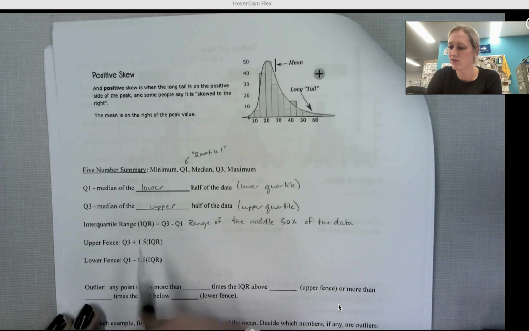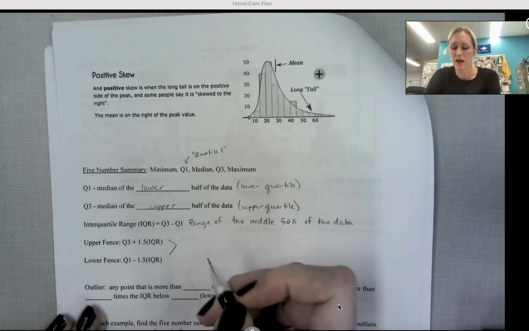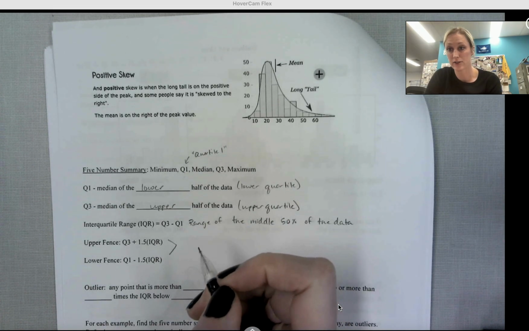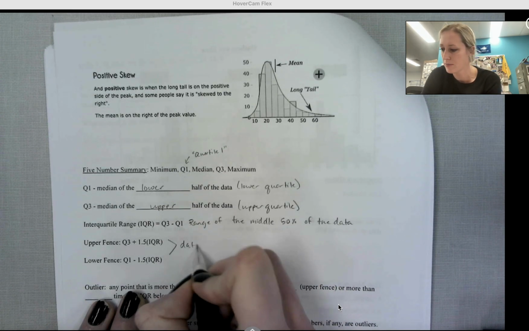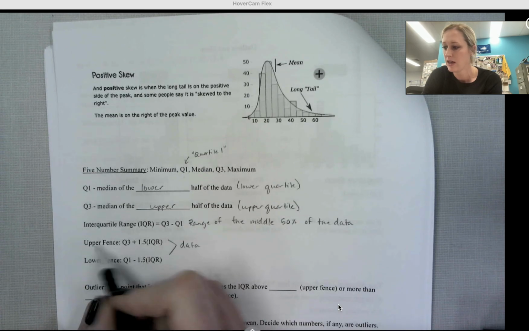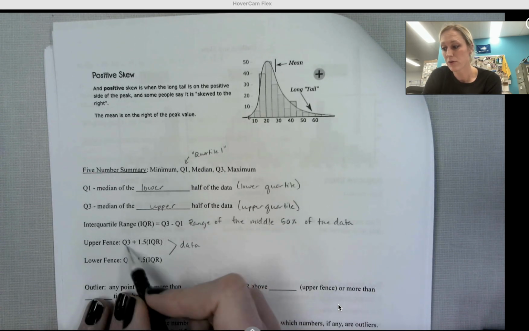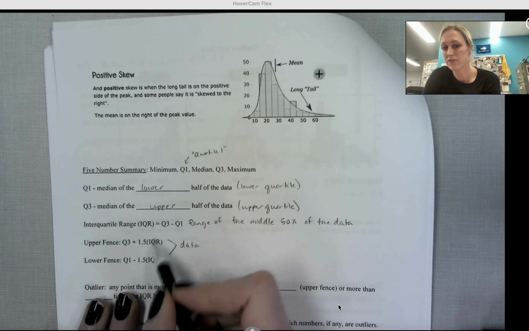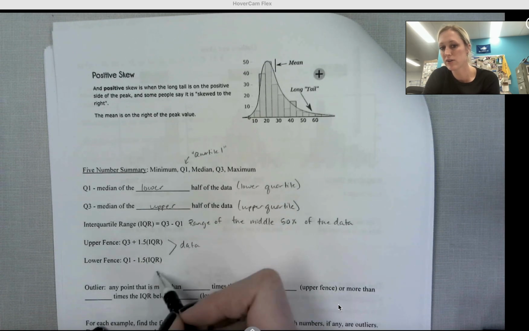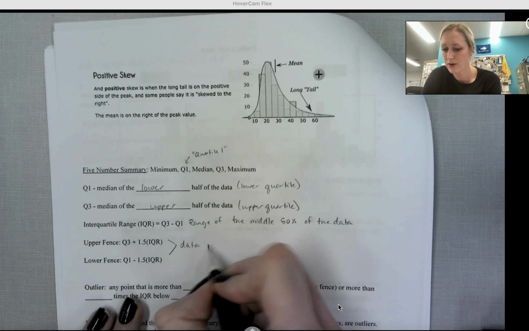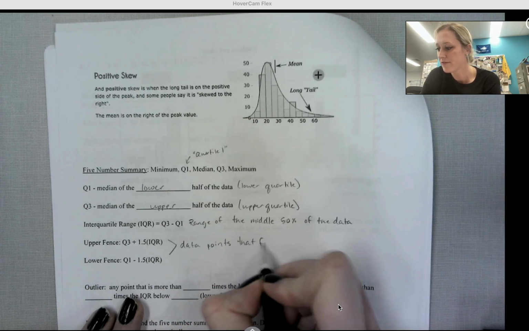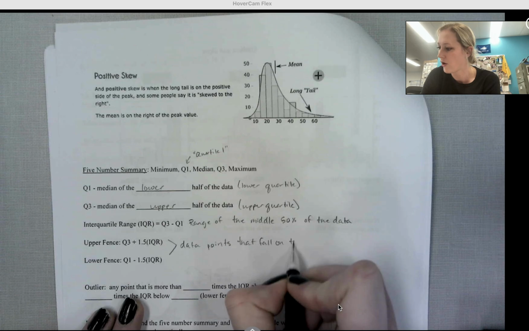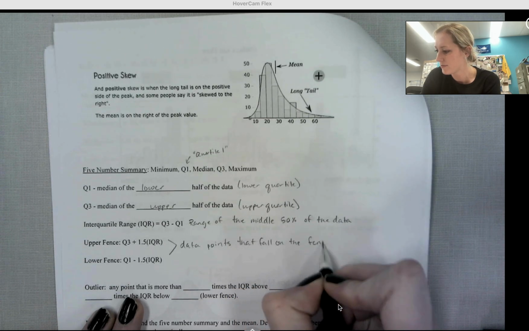We also have these things called fences, and these are going to help us find outliers, okay? And so something important to note here is that data points, we call this the upper fence and the lower fence. So it's Q3 plus 1.5 of the IQR. Lower fence is Q1 minus 1.5 IQR. Data points that land exactly on the fences are not outliers.